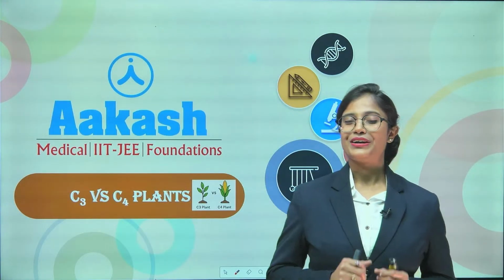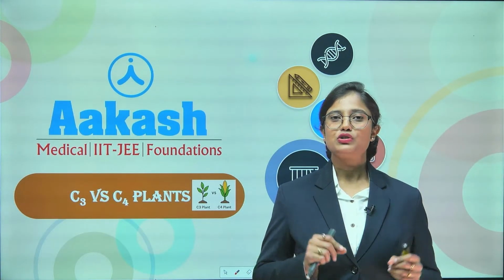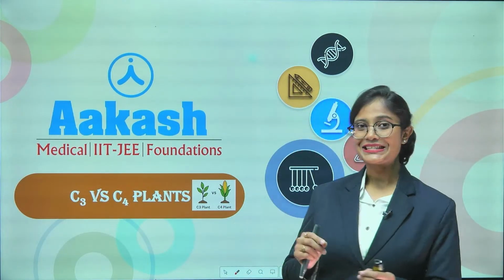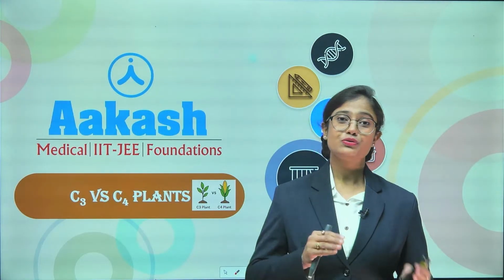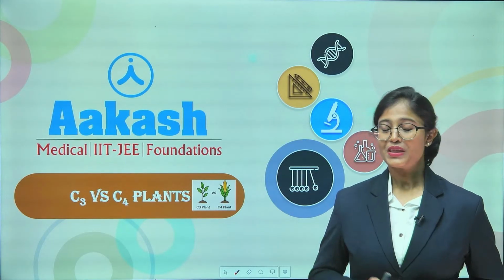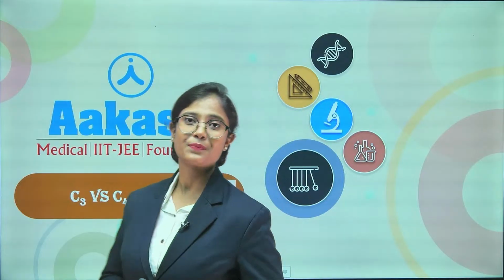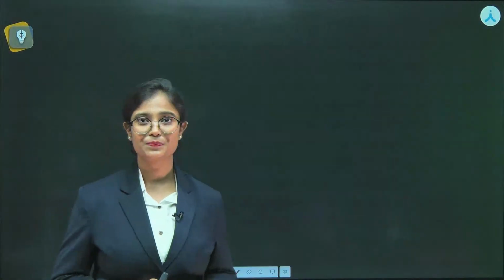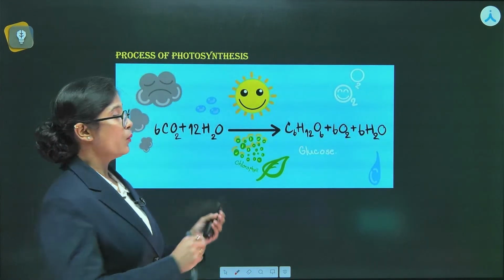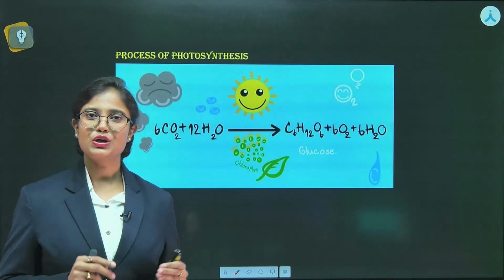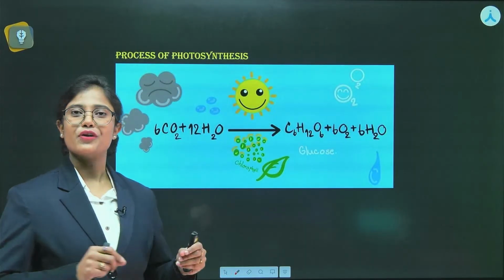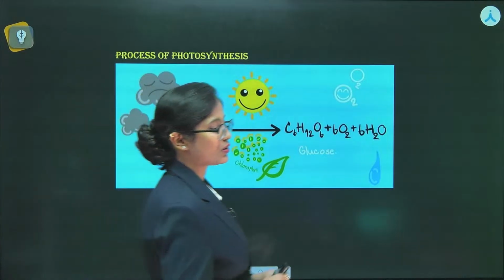So today we are going to uncover the process that fuels life on the earth, which is the C3 pathway and the C4 pathway, due to which two types of plants are there. Those are C3 and C4. As you know, the process of photosynthesis involves carbon dioxide from the atmosphere, which combines with water in the presence of sunlight in the chloroplast of the green leaves, and it leads to the formation of glucose with the liberation of oxygen.